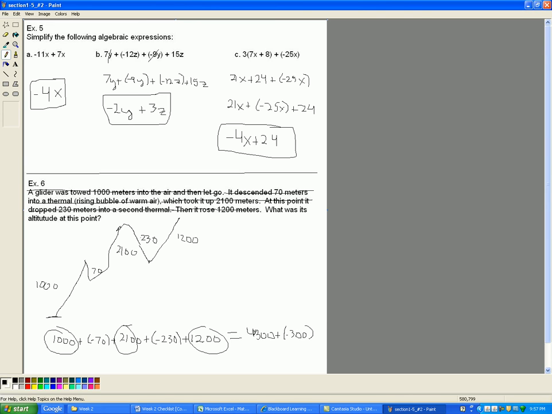Now we can perform the calculation. 4,300 plus a negative 300 gives us 4,000. And you see we did all this without a calculator, just by grouping. And that's your final answer. So good luck with section 1.5, and feel free to ask any questions you may have on the homework. Good luck.